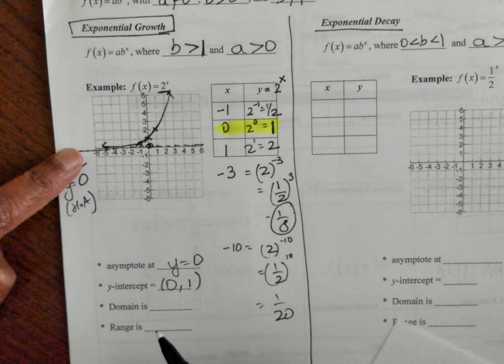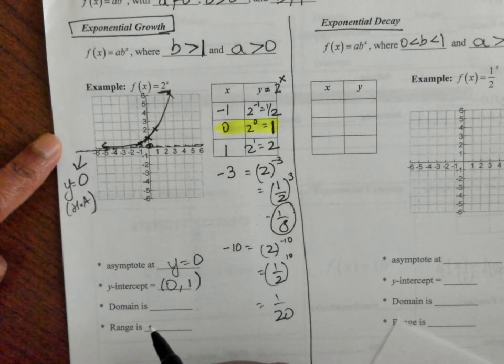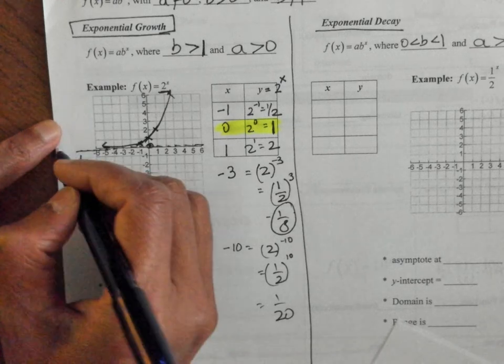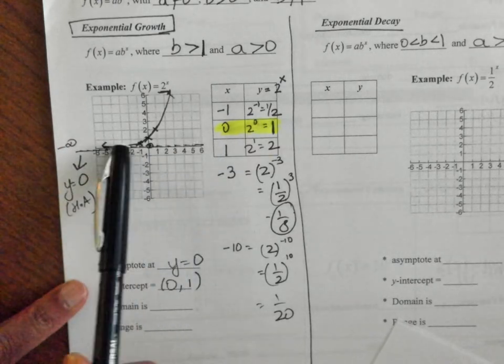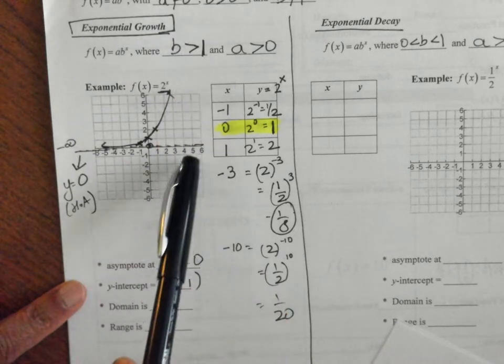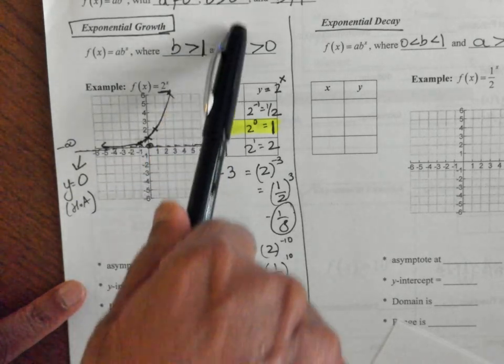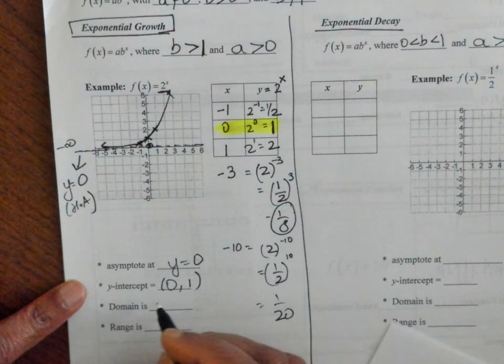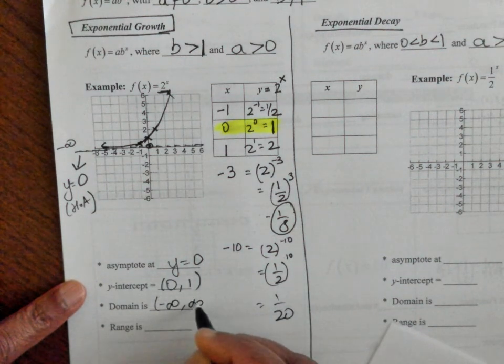Domain, can we all read the domain? We all know how to read domain. What do you guys think the domain is? Negative infinity to positive infinity, because on this side it goes on forever, right? And it also goes on forever on this side too, because it's growing. So x will be equal to 10, it will be equal to 1000, so it's negative infinity to positive infinity.